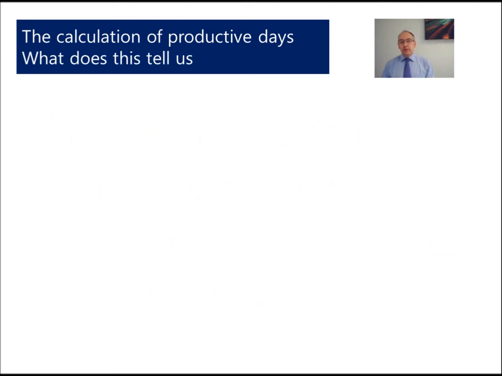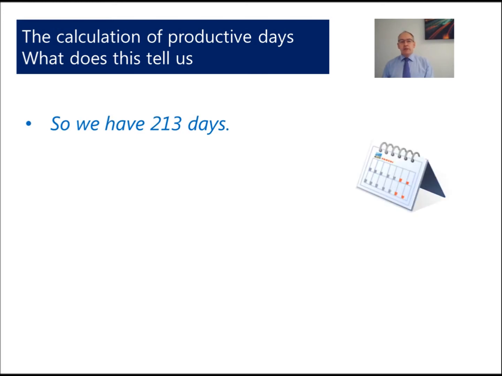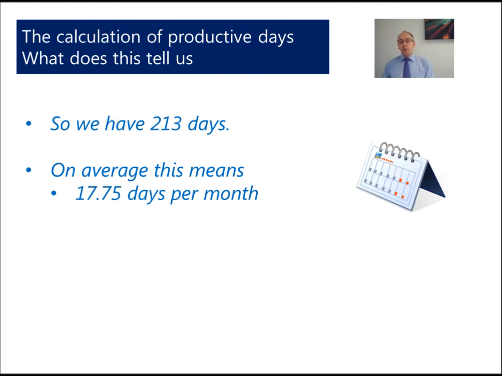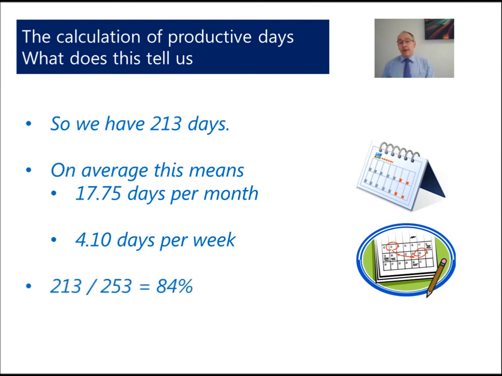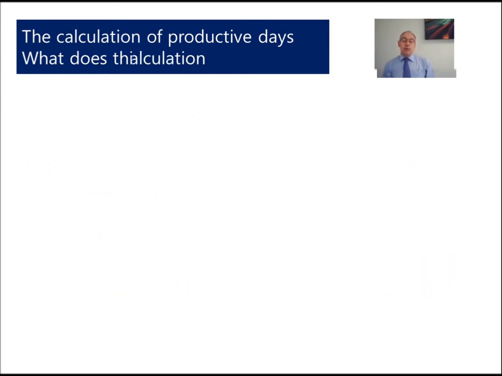Well, what does this tell us? Well, of our 213 days then, on average, this means that we've got about 17.75 days per month available for work. And over the year, if we average it out, it's about 4.1 days per week, which is why you may sometimes hear that our team are only productive for 4 days a week. As a percentage calculation, we can see that 213 divided by 253 gives us about 84% of the time.